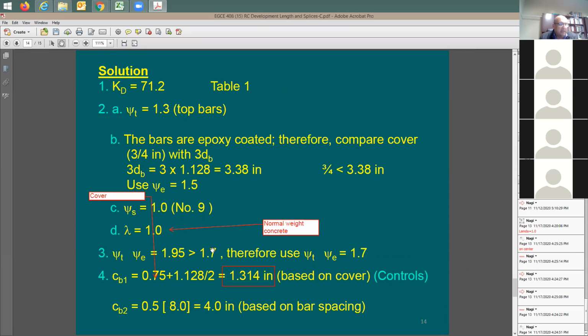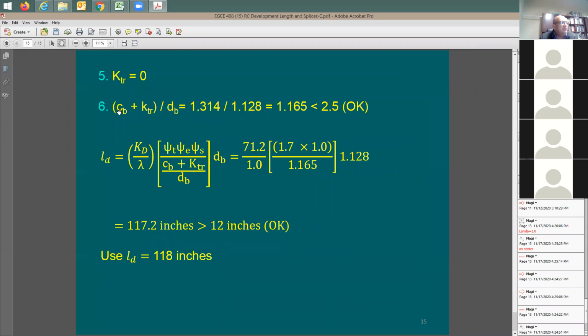So one of the checks, again, for the limit: when you multiply psi sub t times psi sub e, you cannot go above 1.7. The other check is when you do CB plus KTR, which we usually consider to be 0, divided by D sub B. In this case, once you put the values in, it's going to be 1.165, less than 2.5. It's okay, I can use this value and not use this value.